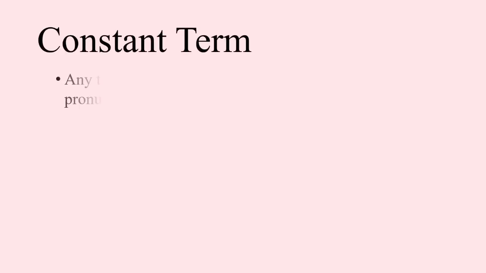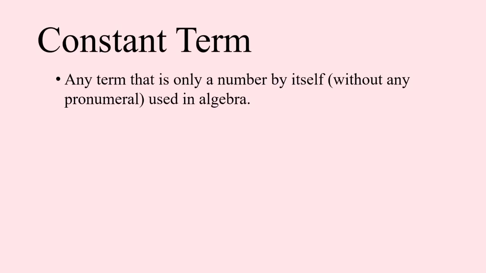Now, a constant term is any term that is only a number by itself, without any pronumeral. For example, 5, 9, negative 1, or any real number.